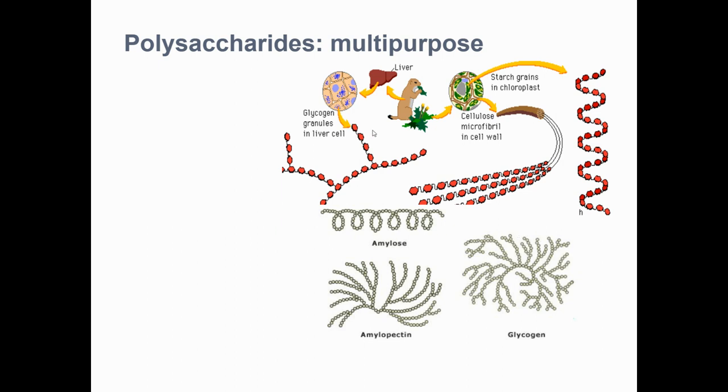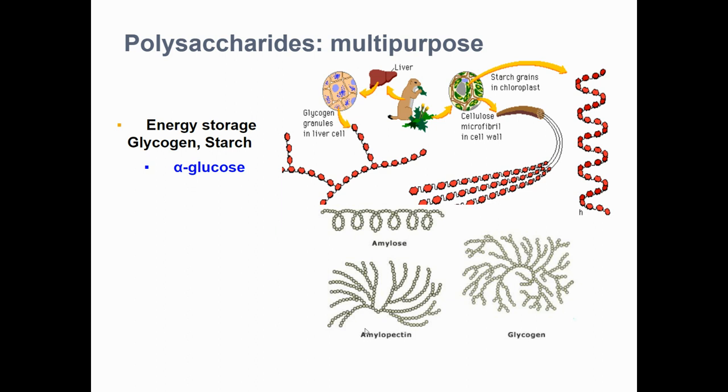Polysaccharides, many sugars, can be multi-purpose. They can play a role in short-term energy storage, such as starch. This would be amylopectin and amylose, which are both starches. Glycogen is another storage form of sugar, and it's found in animals, where starches are found in plants. Okay? And there's some differences.